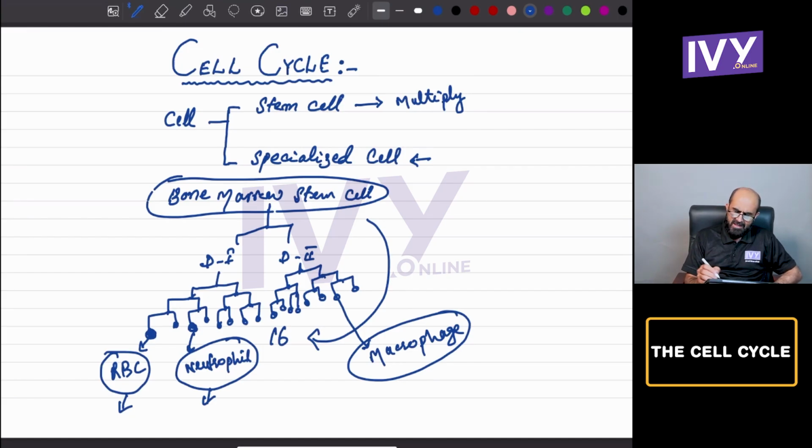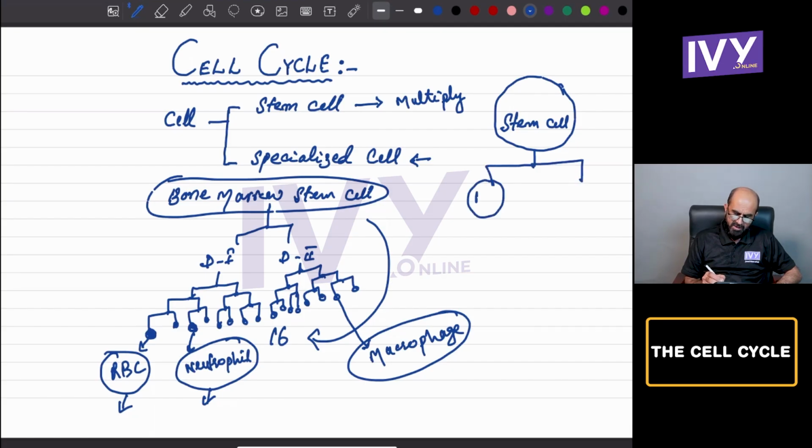So for simplicity, if there is one stem cell and it divides into two daughter cells, this one is daughter cell 1, which is exactly identical to the stem cell. The other one is daughter cell 2. Now let's suppose that this cell becomes specialized and starts its function. Once it's specialized, maybe it becomes the root hair cell.